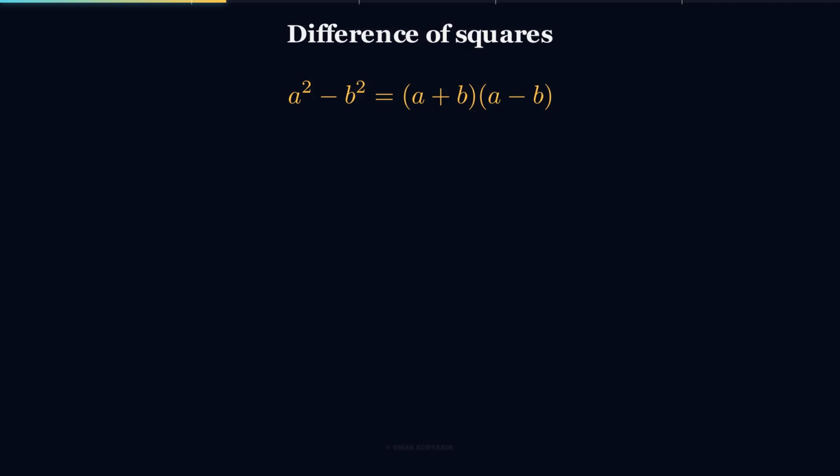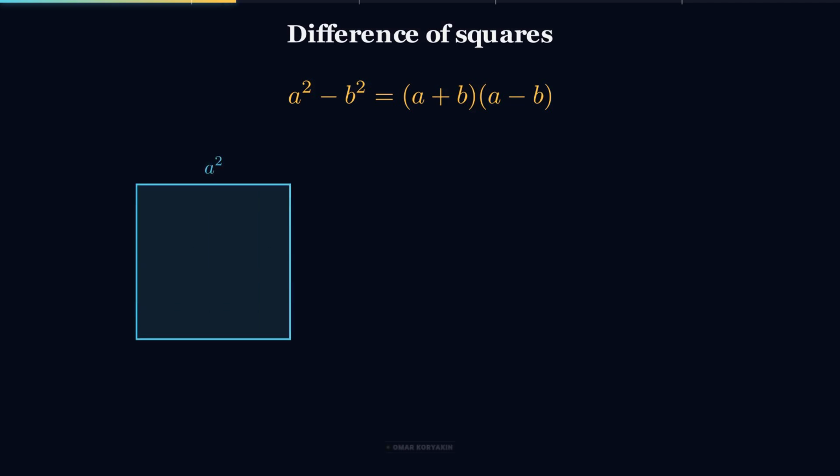The geometry below is an area proof you can hold in your head. Picture a square of side a. The total area is a squared. That single number sits at the top corner of the diagram, and the entire square is what we are starting with. Pure a squared, nothing taken away yet.